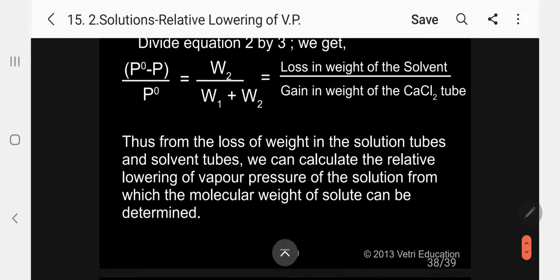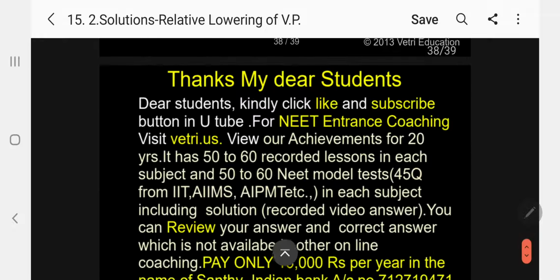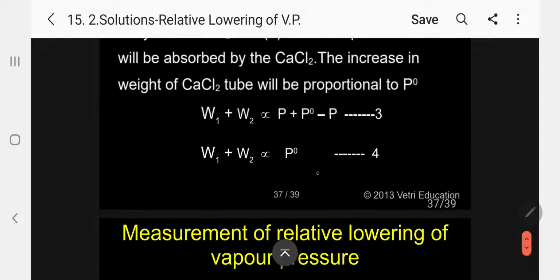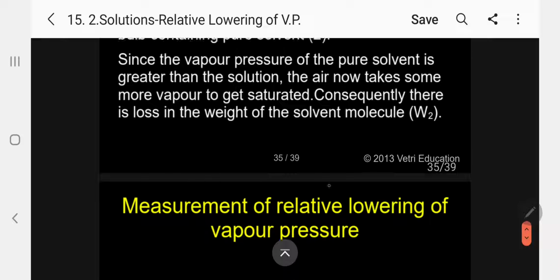Kindly follow. Thus, from the loss of weight in the solution tubes and solvent tubes, we can calculate the relative lowering of vapor pressure of the solution, from which the molecular weight of the solid can be determined as follows. We have seen already. What we have to do now? This value we are calculating from jar 1, jar 2, and the anhydrous calcium chloride. Now this value, where do you have to substitute? We have to substitute here.